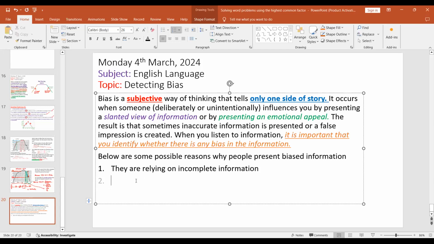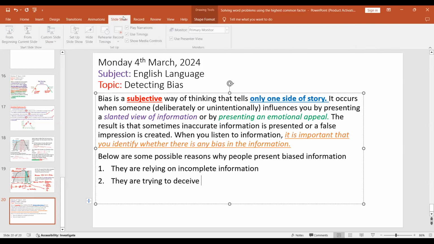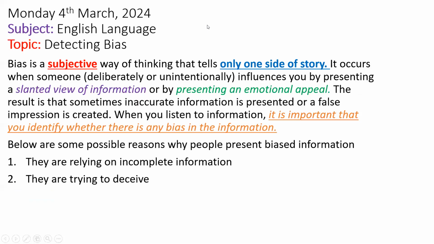So another reason why persons might be biased is because they are trying to deceive people. Now, this is particularly true when you look at, has anyone ever been to a rally before? Like an election rally? Yes, sir. Okay. So a rally is a perfect place where you could detect bias. Now, what is the bias at the rally? Well, the first thing that they try to do is make it seem that everything that they have done is good for the country.